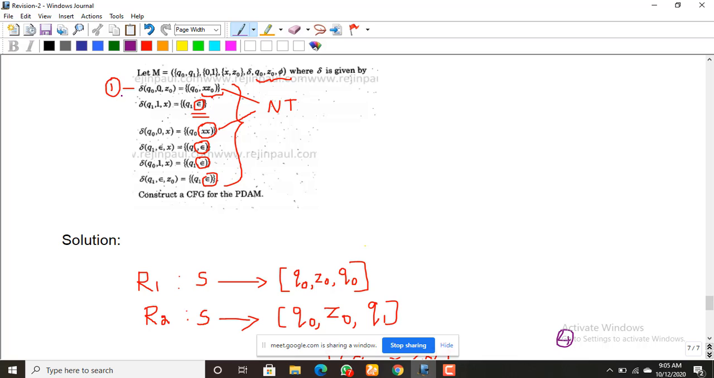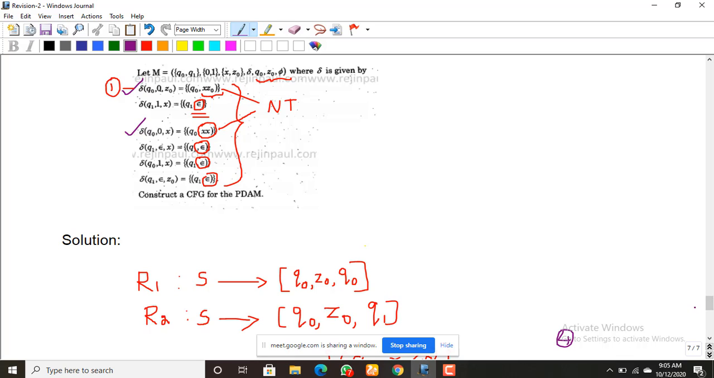So this part is over, and so all the non-terminals part are over. Next, I will move to the terminals part. So ID number 2: Q1 1x, which equals Q1 epsilon. Anyone, what is the production rule for this ID?